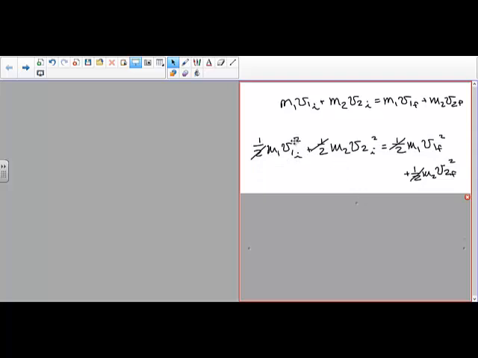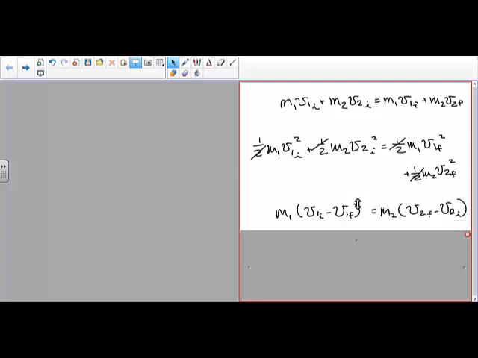For conservation of kinetic energy, you've got the kinetic energy of object 1 and the kinetic energy of object 2 initially, and then the kinetic energy of object 1 and object 2 finally, and you can see that we can cancel out the 1/2 as the first step. Then what you can do is group the two terms together that involve m1.